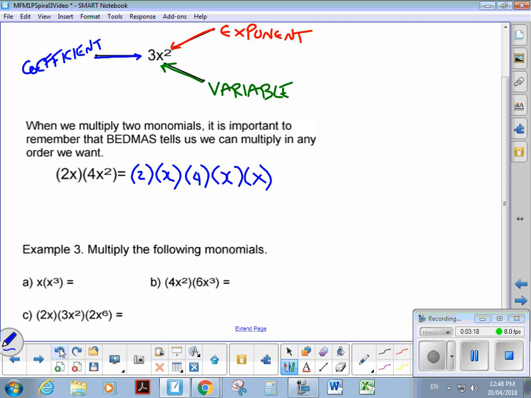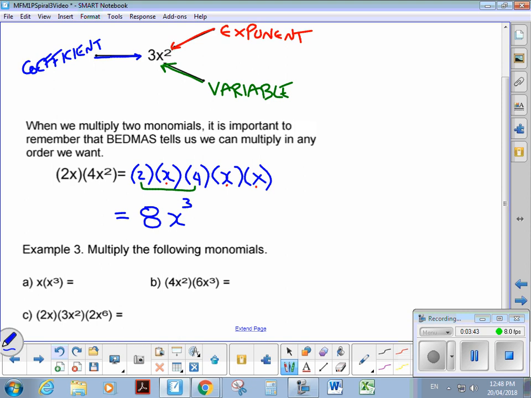Now I'm going to go through and do my multiplication. Anything that's like terms, so for example, the 2 and the 4 are numbers, we can multiply them together. So 2 times 4 is 8. Now, like the previous page, I have x times x times x. So I have 3 x's being multiplied. So I can reduce that or simplify that to 8x cubed.